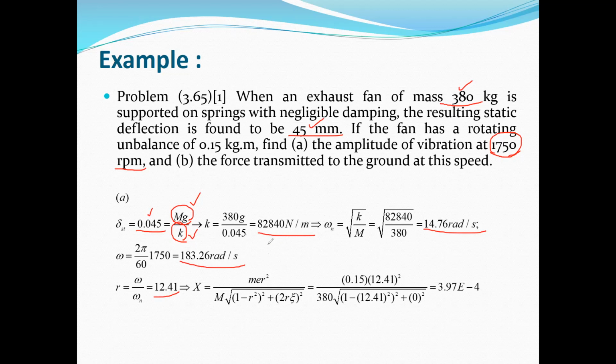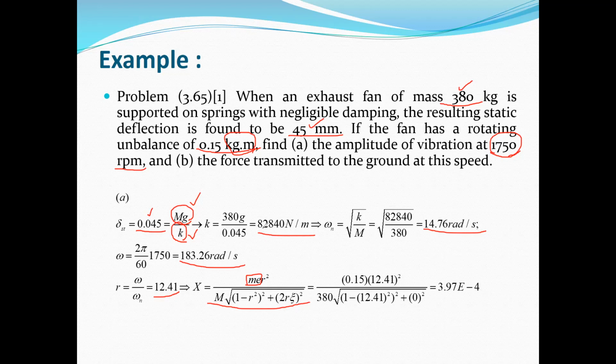Now we can calculate the amplitude of vibration or amplitude of the response from the formula. We need to substitute into this equation. We know that the rotating unbalance is 0.15 kilogram meter. Pay attention here to the unit of this rotating unbalance, you can see that this is kilogram meter. It means that this is m times e, which is the mass multiplied by the radius of the mass.